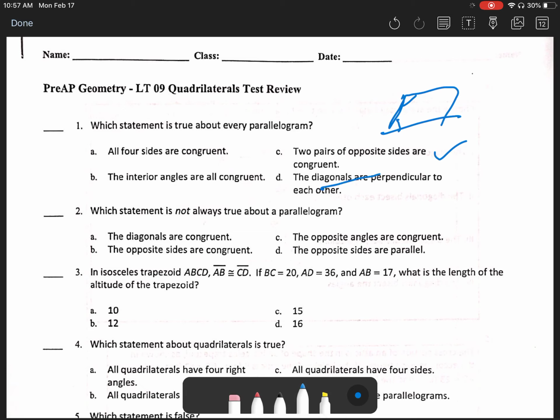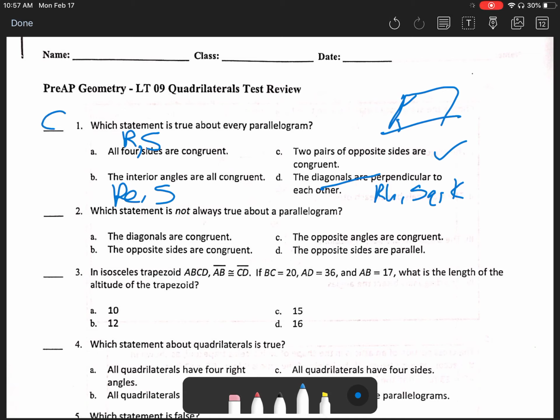And things to remind you of: all four sides congruent, that's actually going to be a rhombus and a square. All interior angles congruent, that's going to be a rectangle and a square. Diagonals are perpendicular, that's going to be a rhombus, a square, and a kite. Okay, so the answer was C.